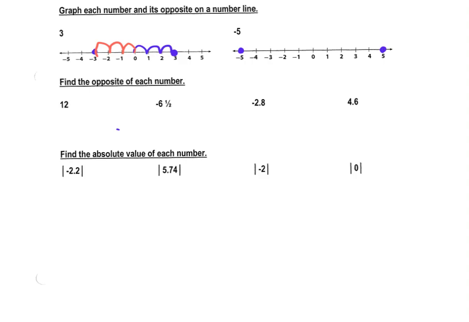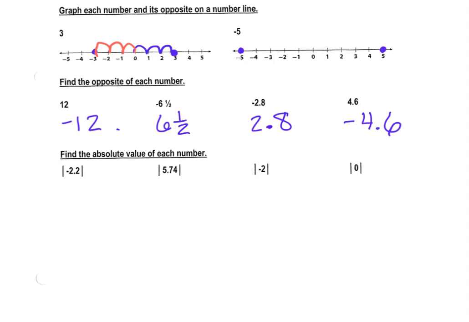So now we're going to find the opposite of each number. What's the opposite of 12? Negative 12. Opposite of 6.5? Positive 6.5. What's the opposite of negative 2.8? Positive 2.8. And the opposite of 4.6? So you guys are going to whiz through this lesson.